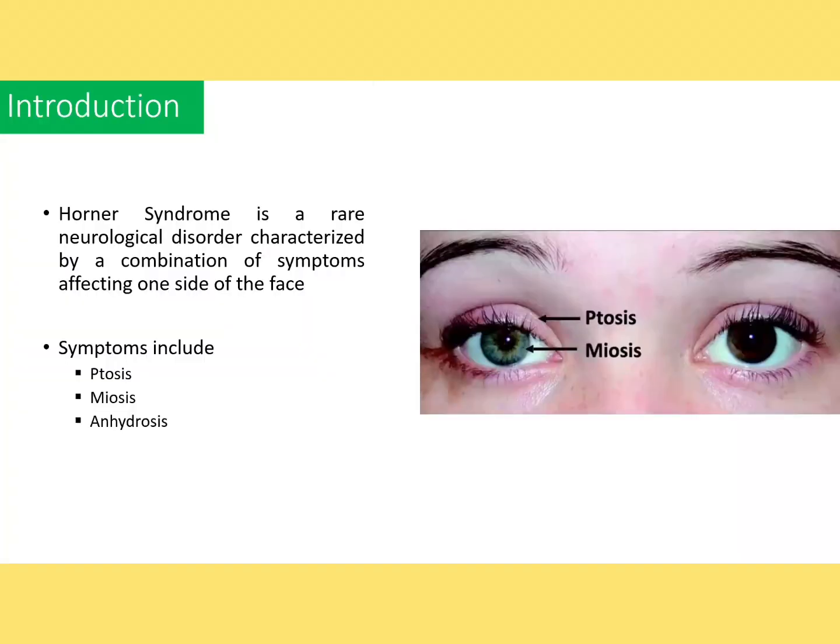So Horner syndrome is a rare neurological disorder which is characterized by a combination of symptoms affecting one side of the face. Here the symptoms are ptosis, that is drooping of the upper lid, miosis, constriction of the pupil, and anhidrosis, which means absence of sweating.